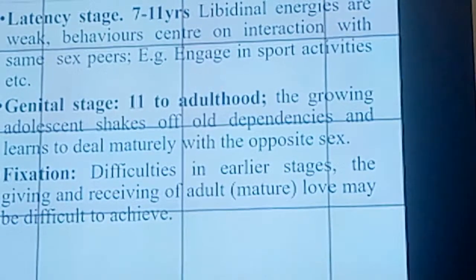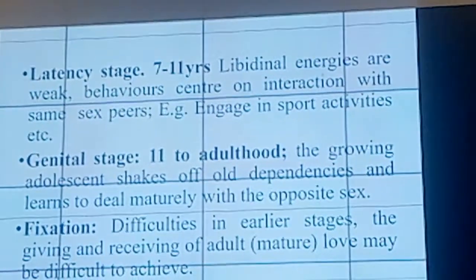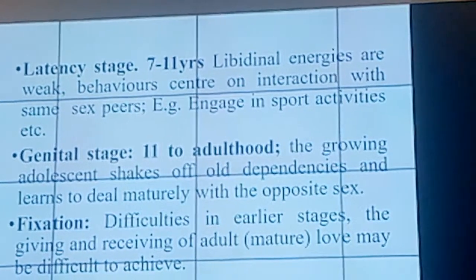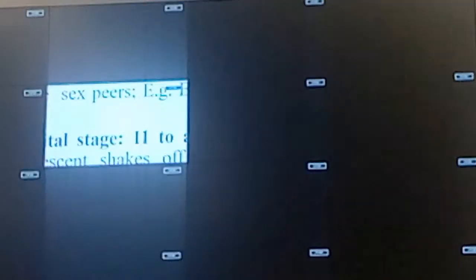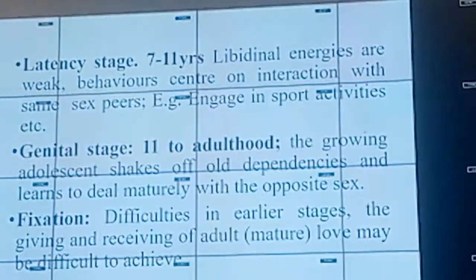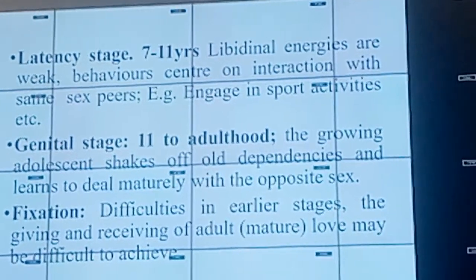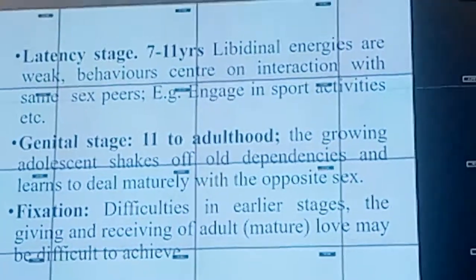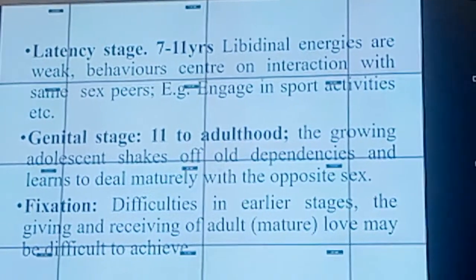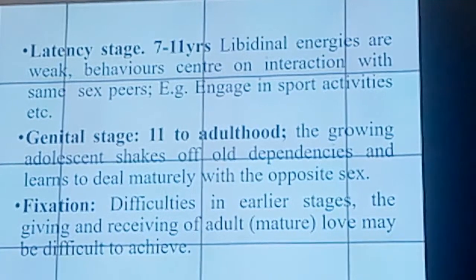Okay? So the latency stage is from 7 to 11 years. The libido energies are weak. Behavior is centered on interaction with the same sex, like the way you are sitting, some people just want to get along with the same sex. Because now they've grown up and they're able to recognize, and they're in school. They've started school by then. So they even identify and say, which sport can I be in? Oh, football is for boys and netball is for girls, right? Things like that.